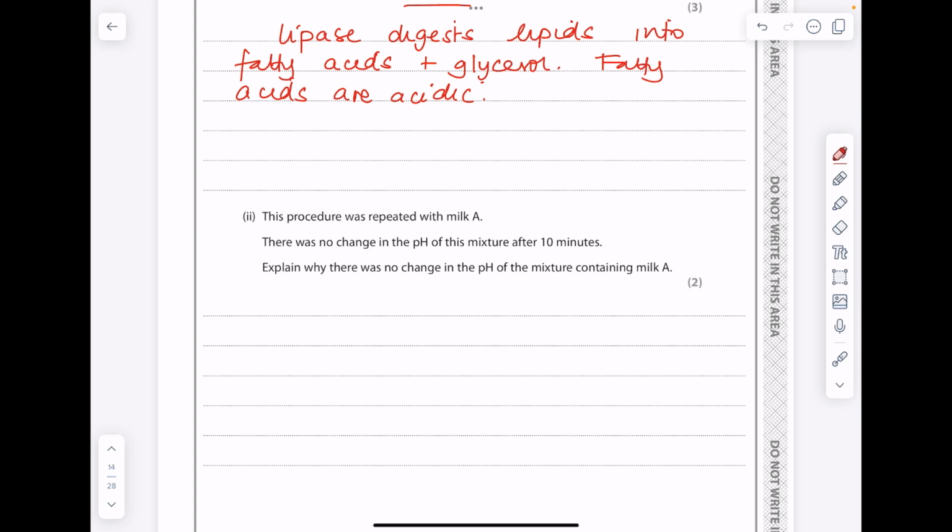This procedure was repeated with milk A. There was no change in the pH of this mixture after 10 minutes. Explain why there was no change in the pH of the mixture containing milk A. So there must be something different about milk A.